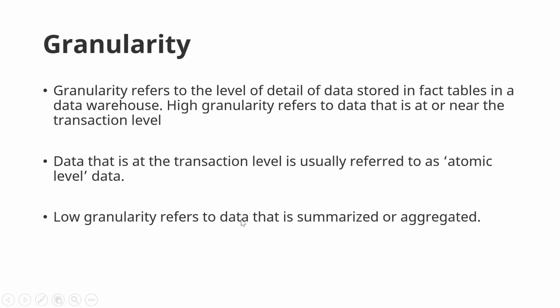High level of granularity is also called atomic level. The deeper we can go inside the data, that is called atomic level data. High granularity refers to data at the near transaction level. So what particular transaction is happening? So that is the lower level. Sorry, the high level.